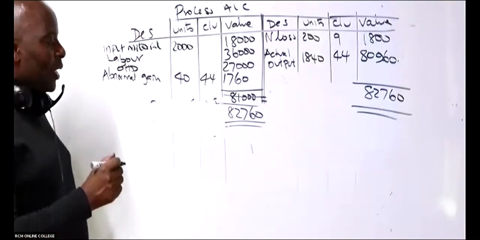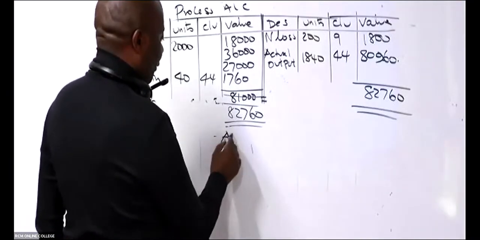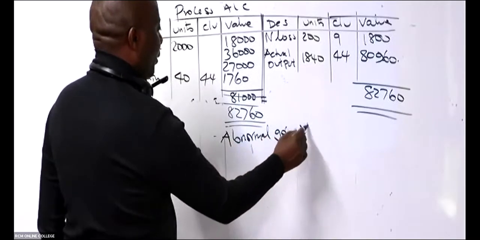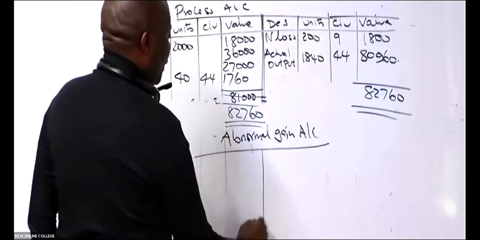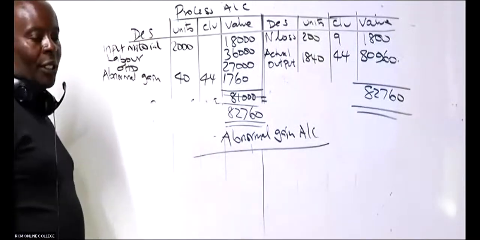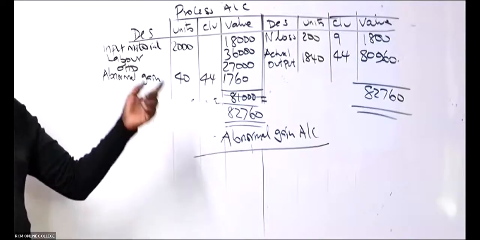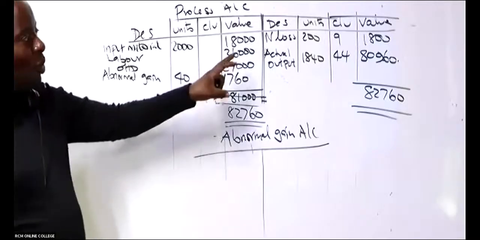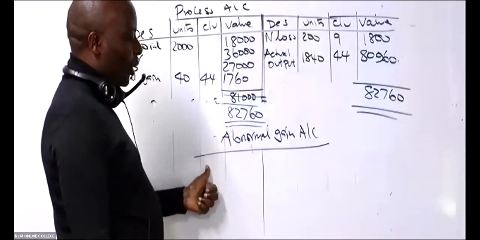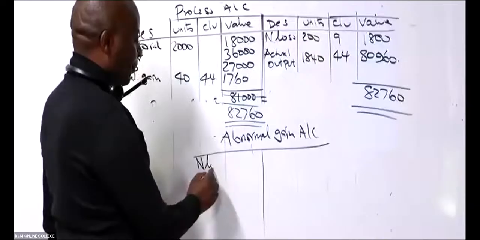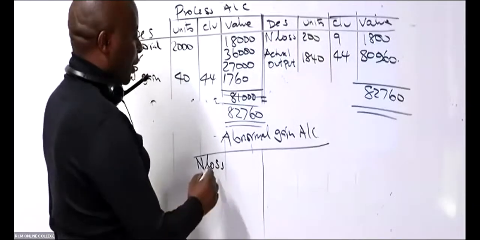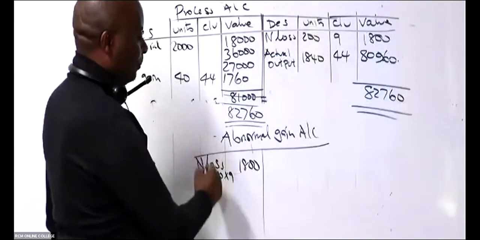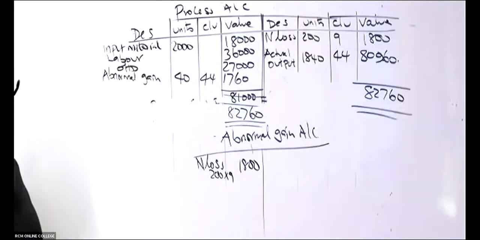So from there, you go ahead and do an abnormal gain account. This shall be a gain. Don't forget that always the normal loss has to be transferred to these gains and losses. Always. Start with normal loss, which is credited here. So here shall be debited. So normal loss is 200 at 9, giving us 1,800.